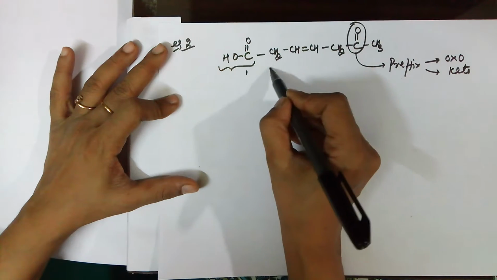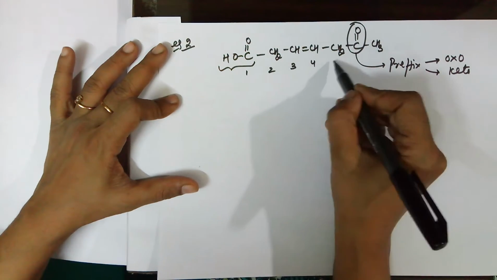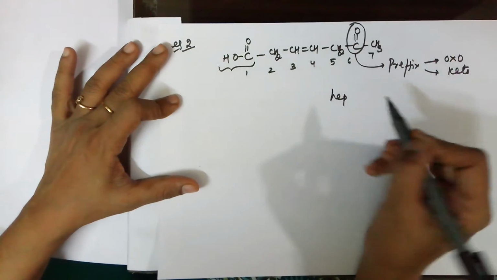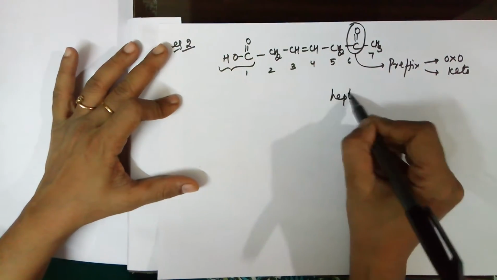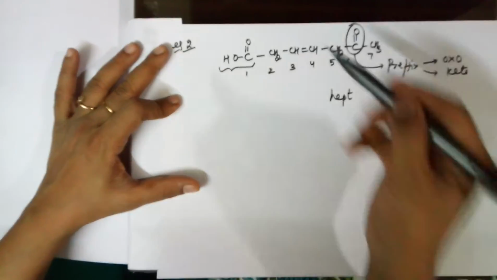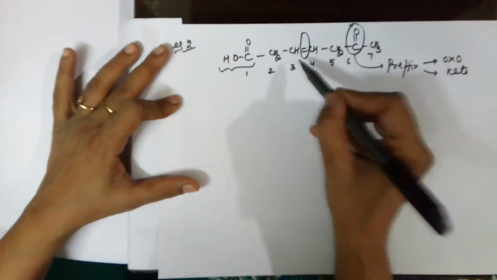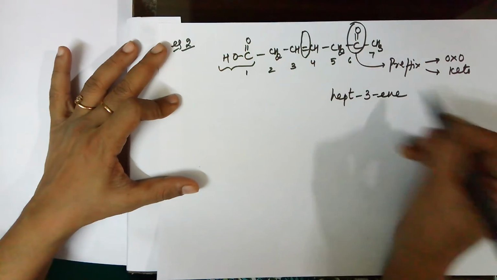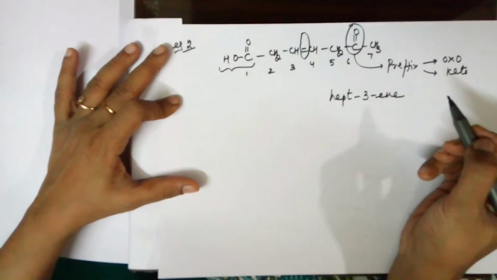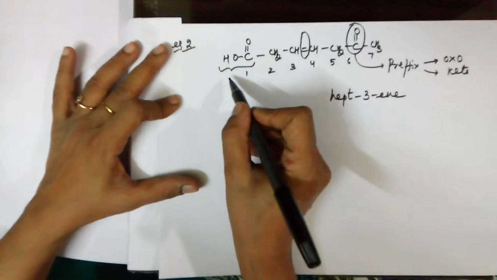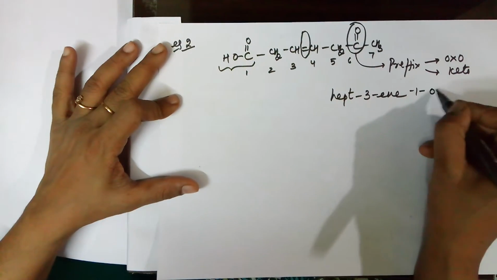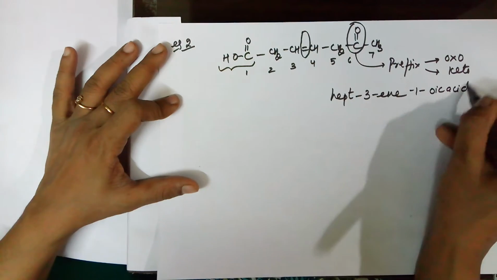So you have 1, 2, 3, 4, 5, 6 and 7 carbons. So the name would become hept. You cannot call it an ane because of the presence of a double bond at carbon number 3. So it is hept-3-ene. Apart from that, it is oic acid as the suffix because that's the higher priority group. So you may write 1-oic acid.